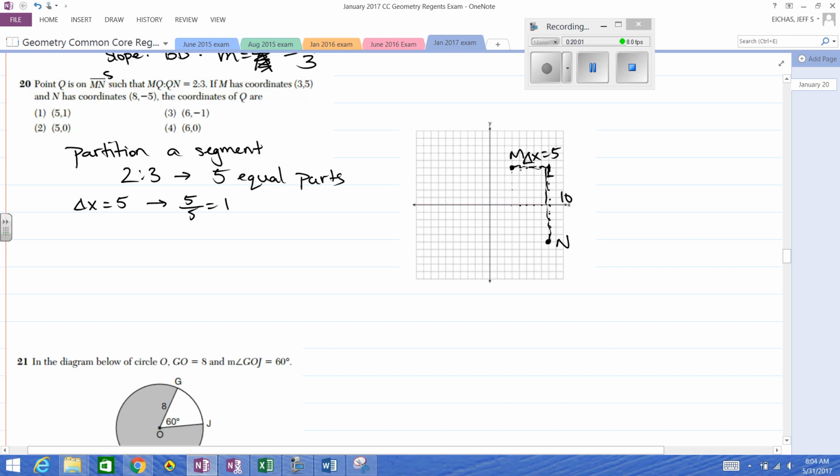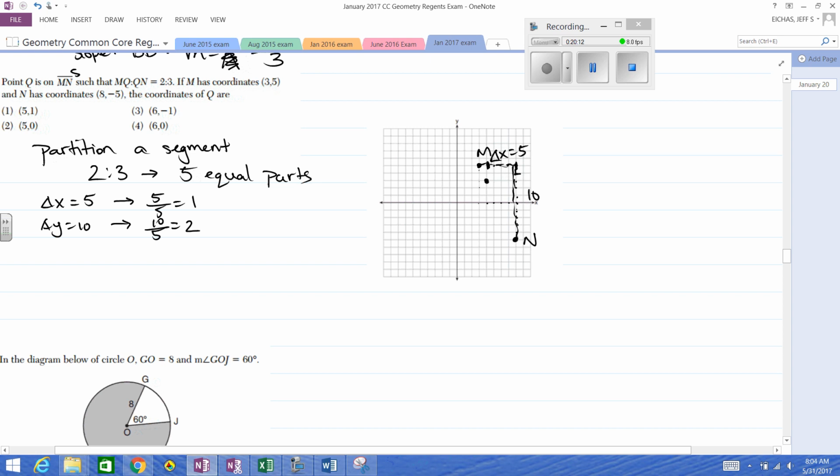Each point is going to be over 1, and 10 divided by 5 is 2. So it looks like it's going to be over 1 down 2. That's going to be from M to there is 1 equal part. Over 1 down 2, over 1 down 2.